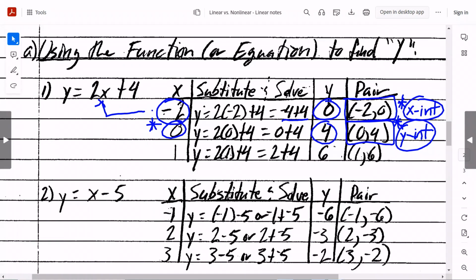I didn't even design it that way on purpose. That just happened. When I was making this morning, my subconscious said, we're going to make a y-intercept. And I didn't even realize I was doing it. That's a little scary.